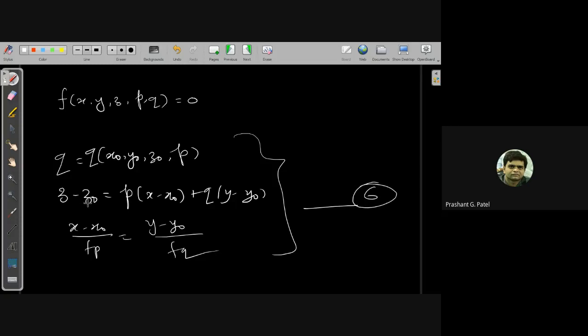Whatever the equation numbers are, we have defined them in the previous lecture. We will continue with that equation numbering. And we have solved one example based on this, to find out the Monge's cone for the equation p square plus q square equal to 1.